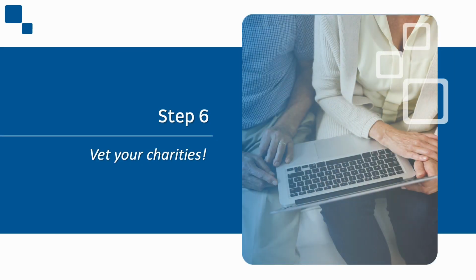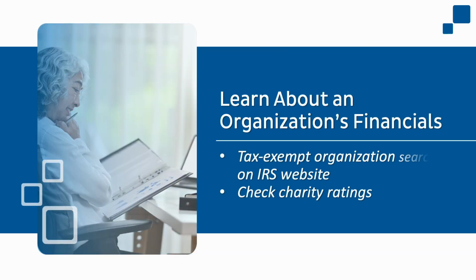There's over 1 million American nonprofits, so it's important to vet charities before you donate. You can learn about an organization's financials by doing a tax-exempt organization search on the IRS website. In addition, charity rating organizations like GuideStar by Candid or Charity Navigator can provide deeper insights about an organization's transparency regarding leadership, salaries, programs, and more.